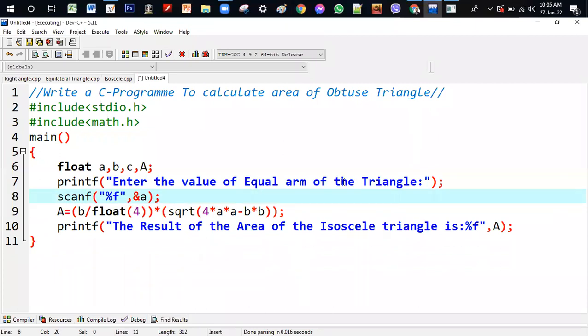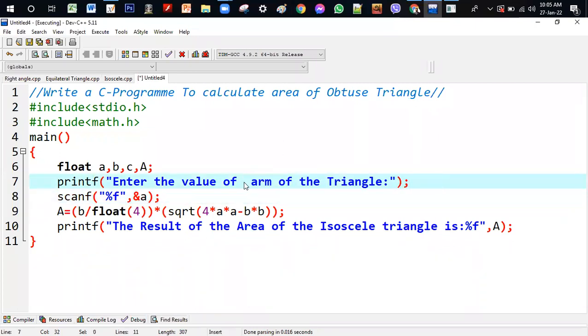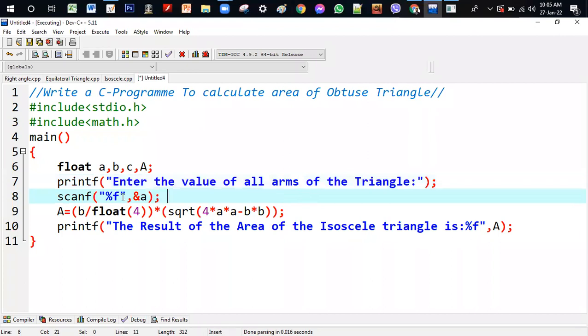Enter the value of all arms of the triangle. So percentage sign f, three times, percentage sign f, percentage sign f, the first value for arm A, so you have to address the second value B, you have to address the third value C. So single ampersand is the address operator, right?